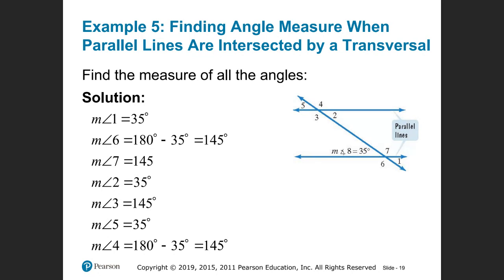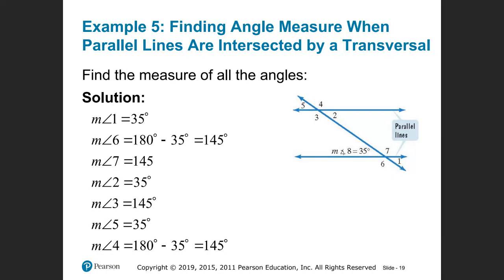Okay, now we're going to deal with alternate interior angles and alternate exterior angles. The measure of angle 8 is 35 degrees, which means that the measure of angle 2 is also 35 degrees because it's an alternate interior angle. Because angles 2 and 3 are supplementary, subtracting 180 minus 35, we find that the measure of angle 3 is 145 degrees.